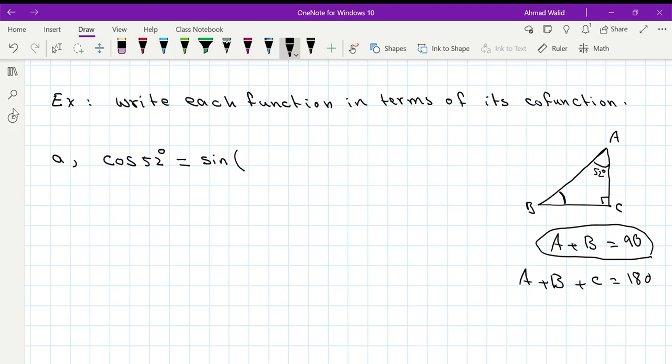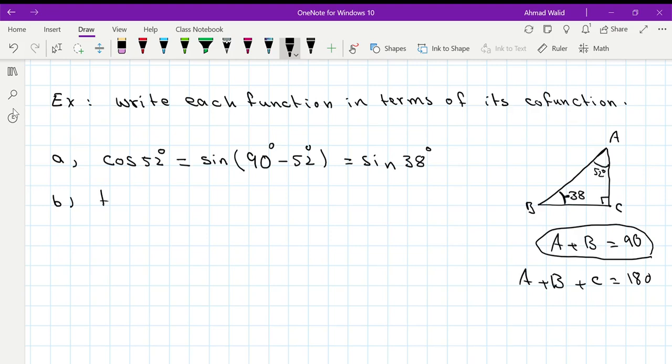That's why I say cosine of 52 degrees equals, whatever the other angle is, 90 minus what? 52. If I subtract 52 from 90, it gives me this angle, whatever it is, correct? Then I can say equals sine of, I think 38, right? 38 degrees. This angle is 38 because 38 and 52 give you 90. Correct?